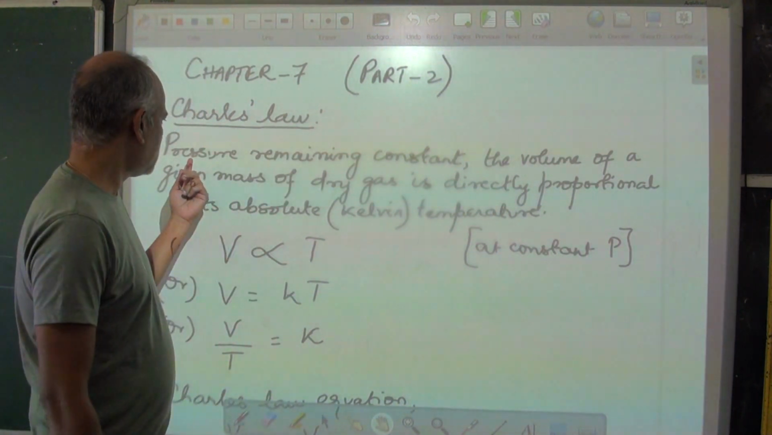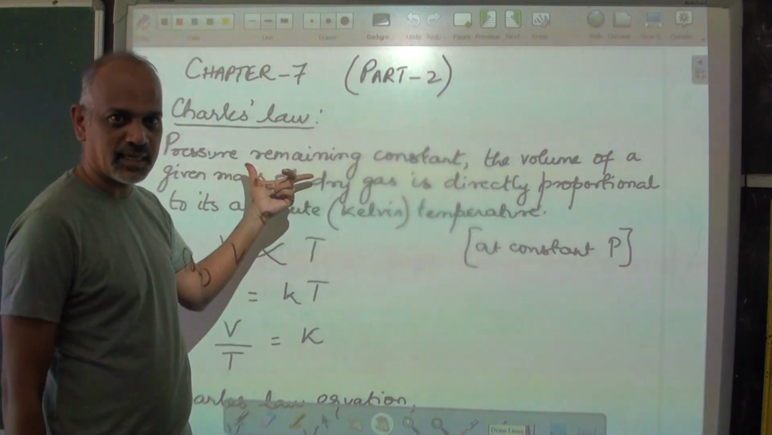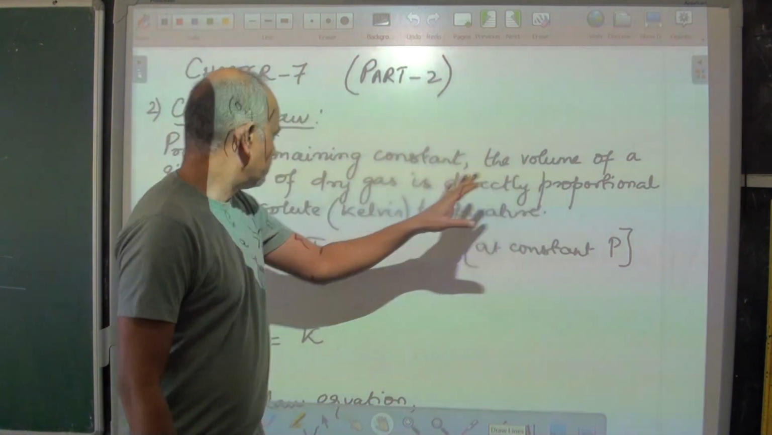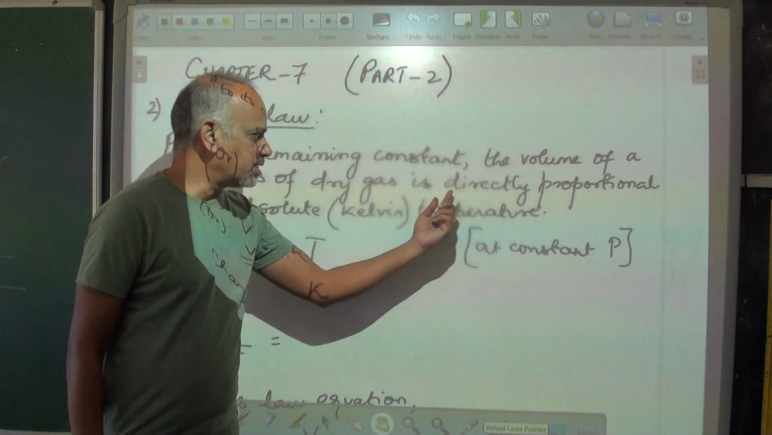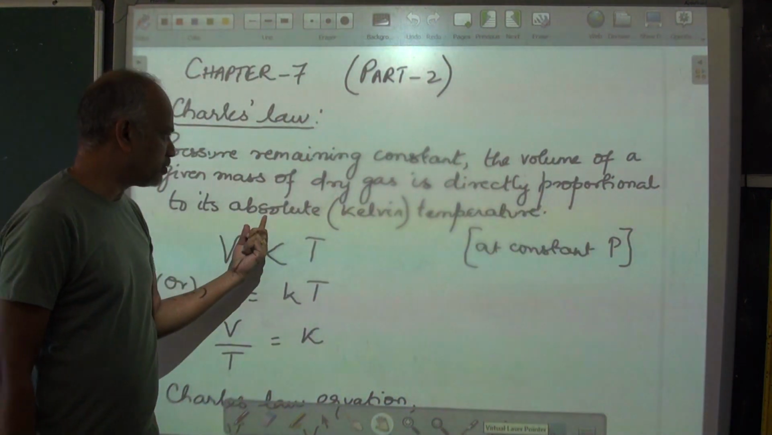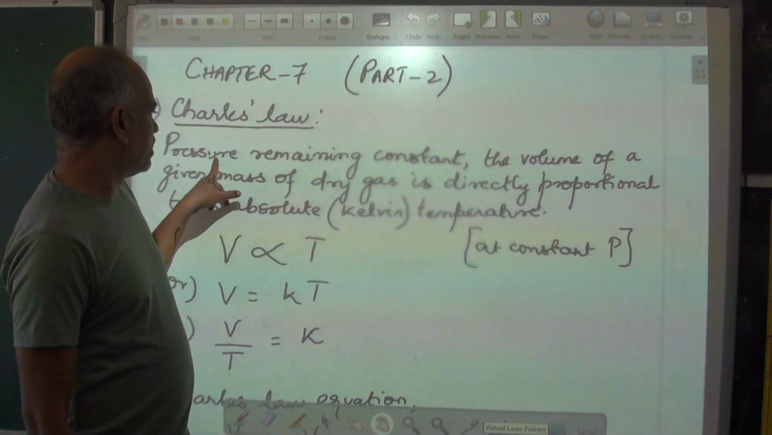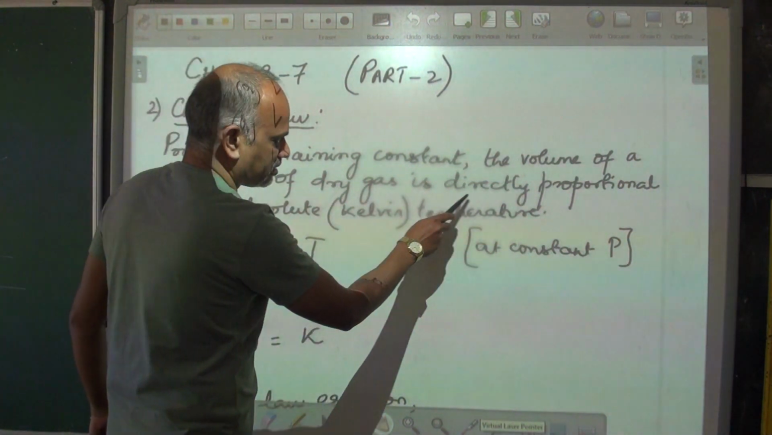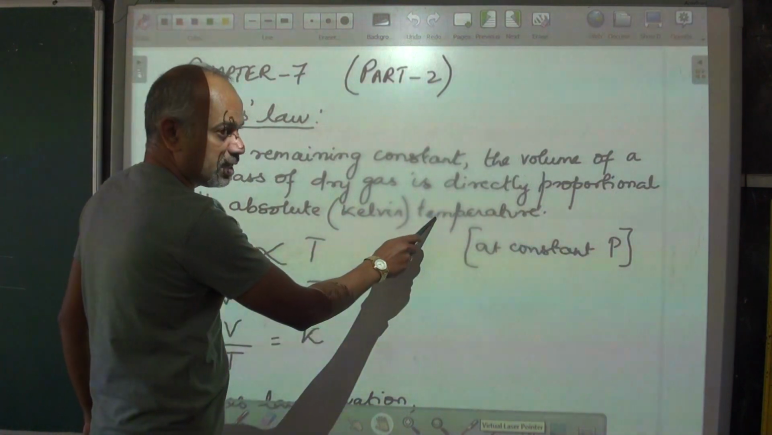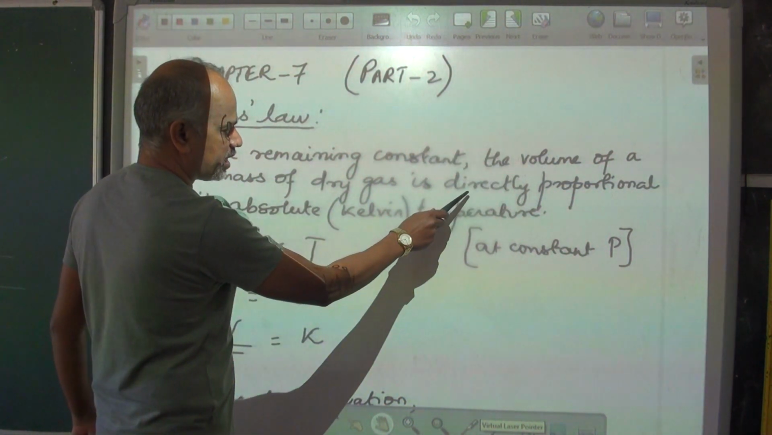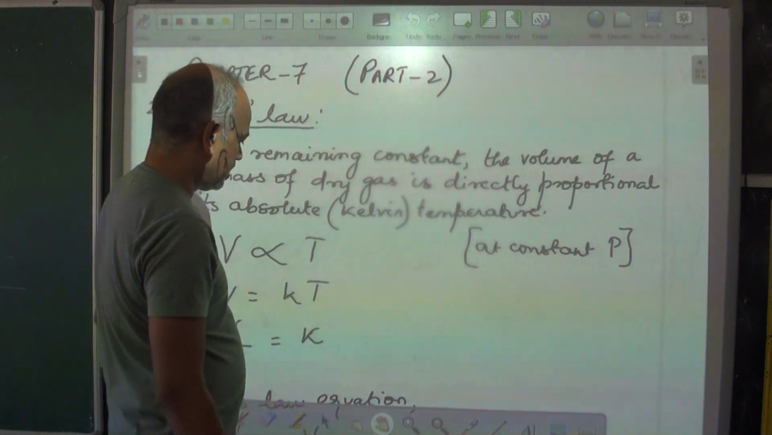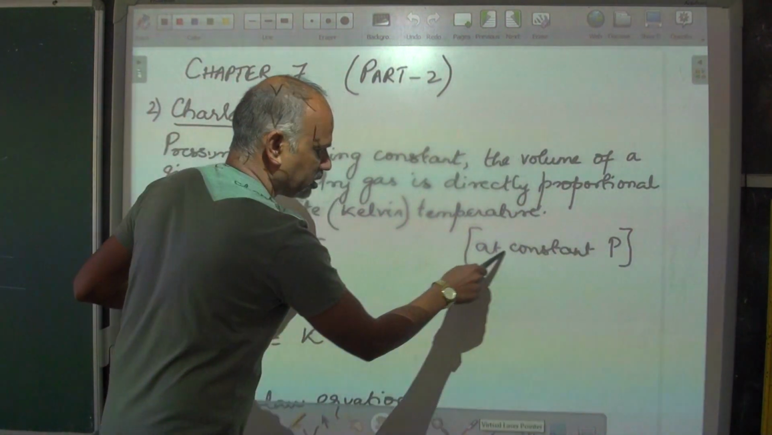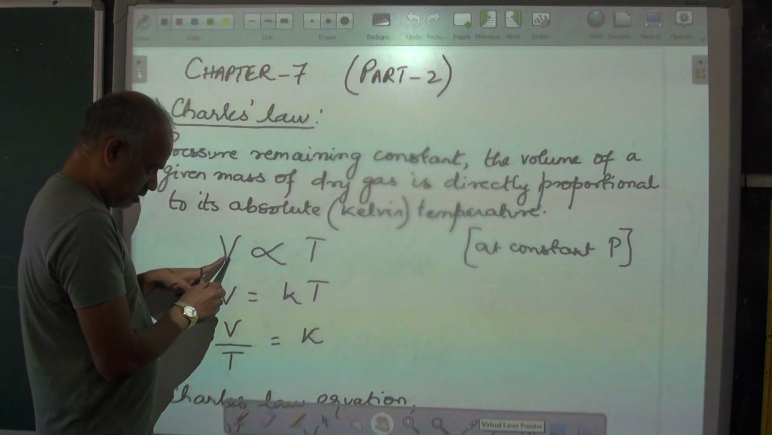And Charles's law, pressure remaining constant. In this case, pressure is going to be constant. Pressure is not going to change. The volume of a given mass of dry gas is directly proportional to its absolute temperature. Pressure is going to be constant and the volume of a gas is directly proportional to its absolute temperature. Volume is going to be directly proportional to temperature, pressure remaining constant.